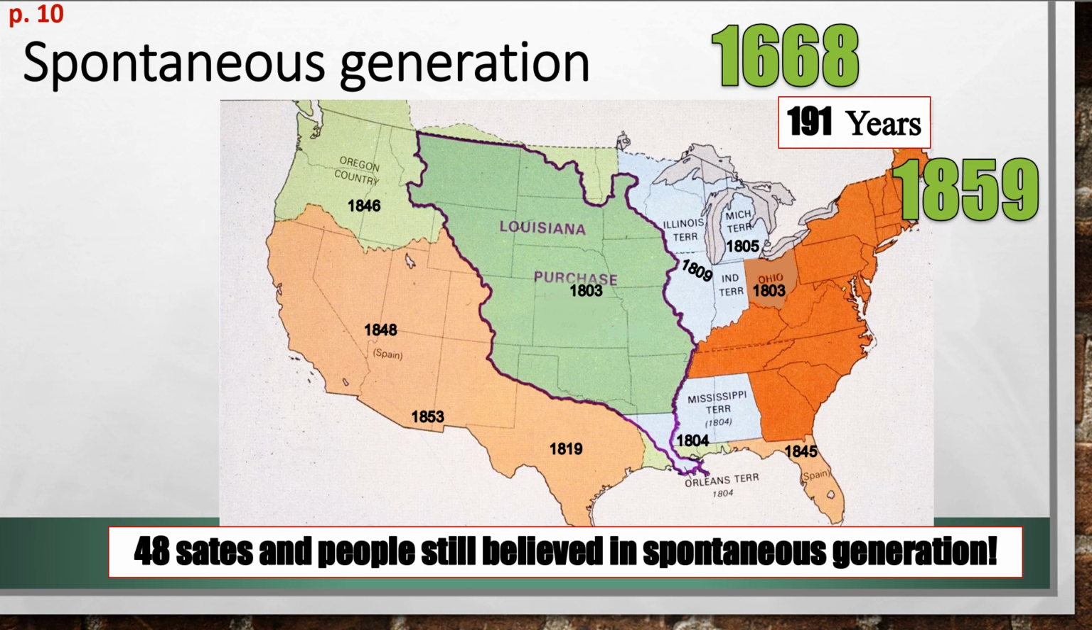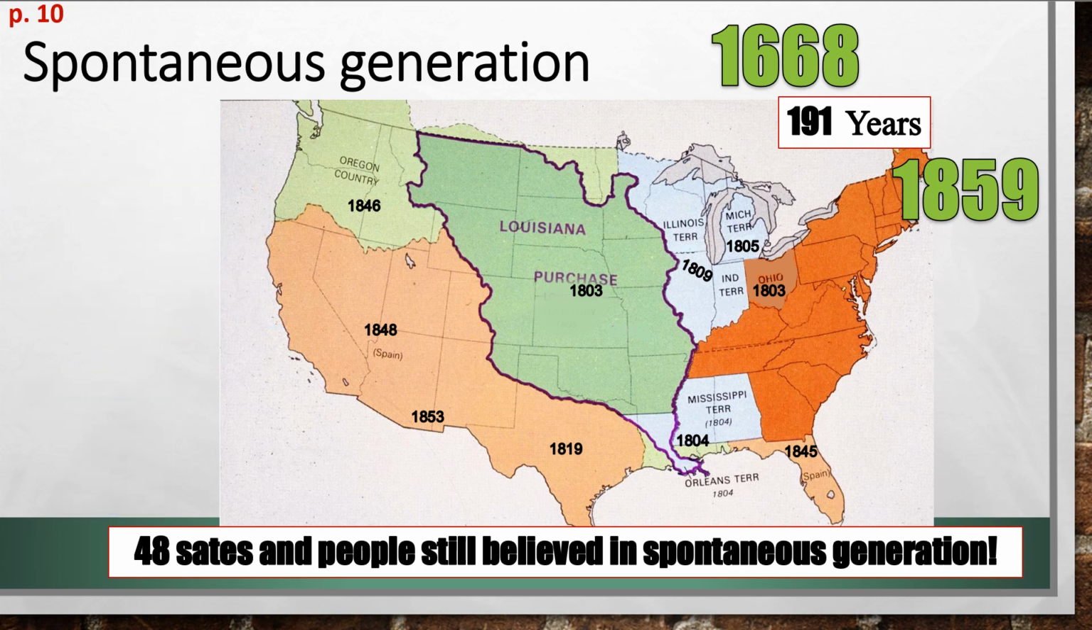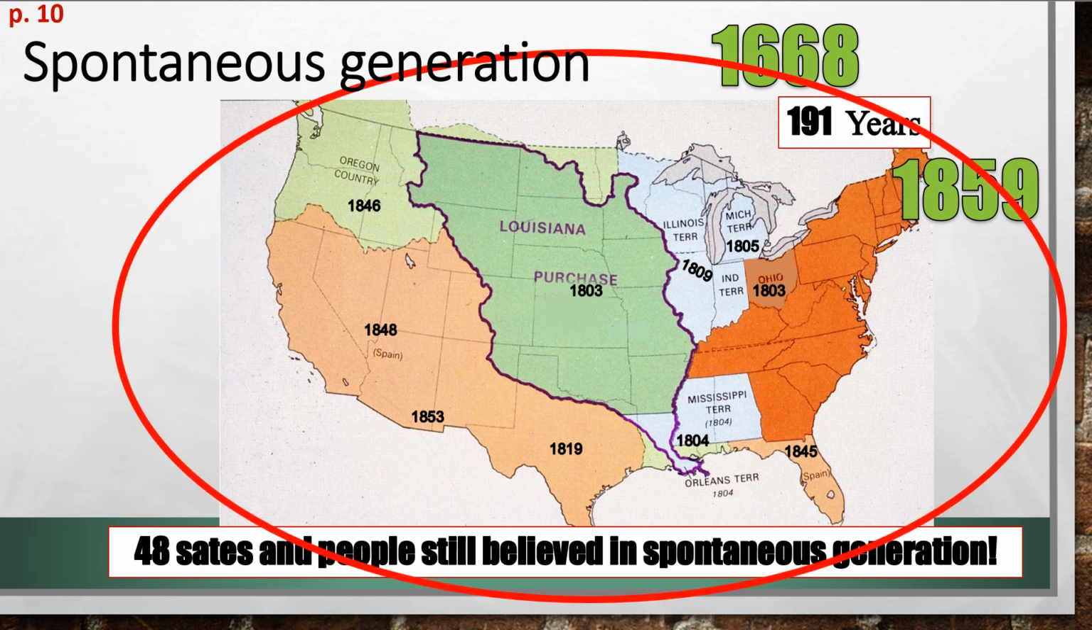Spontaneous generation does not exist. We had 48 states in our country before we heard the news that spontaneous generation does not exist. We only had 2 states that we added after that point, and that was Alaska and Hawaii. Those happened in the later parts of the 1800s. So up to this point, everyone in what we call the continental United States still believed that spontaneous generation happened, that living things come from dead, decaying, and non-living material.